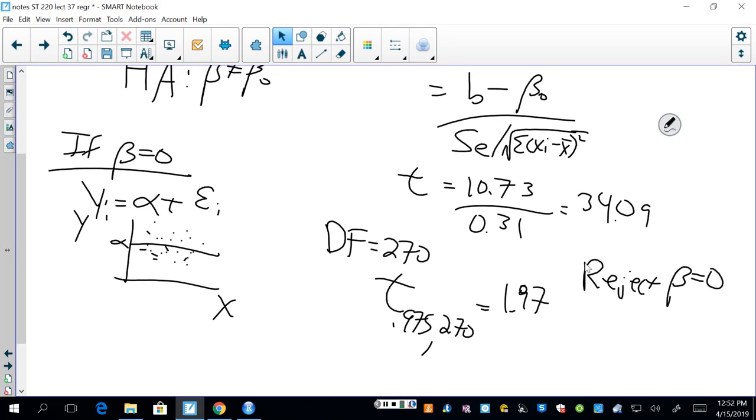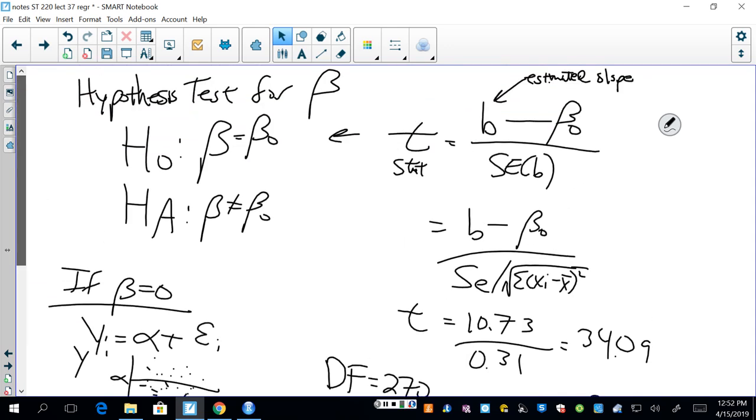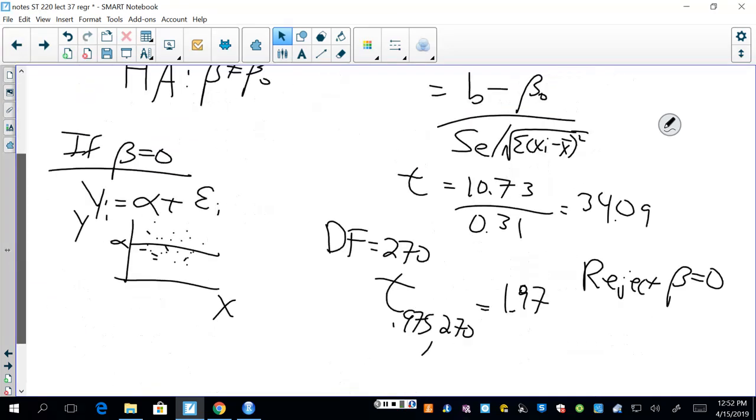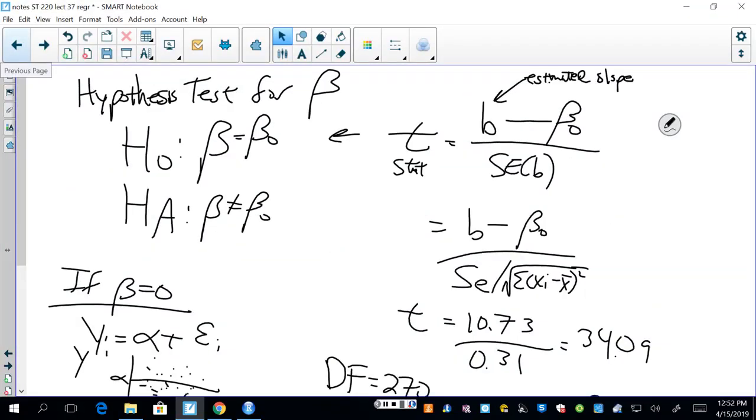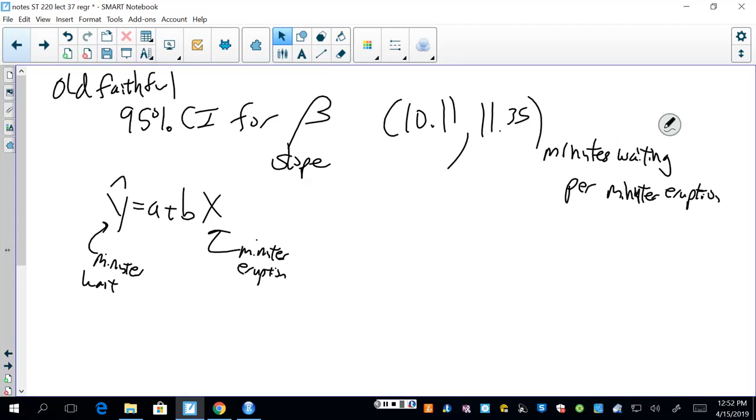And conclude that it's a positive slope because our estimate is positive, and our confidence interval has told us that as well. Our confidence interval is more like 10 to 11. It's not near 0 at all. So that's part of linear regression.